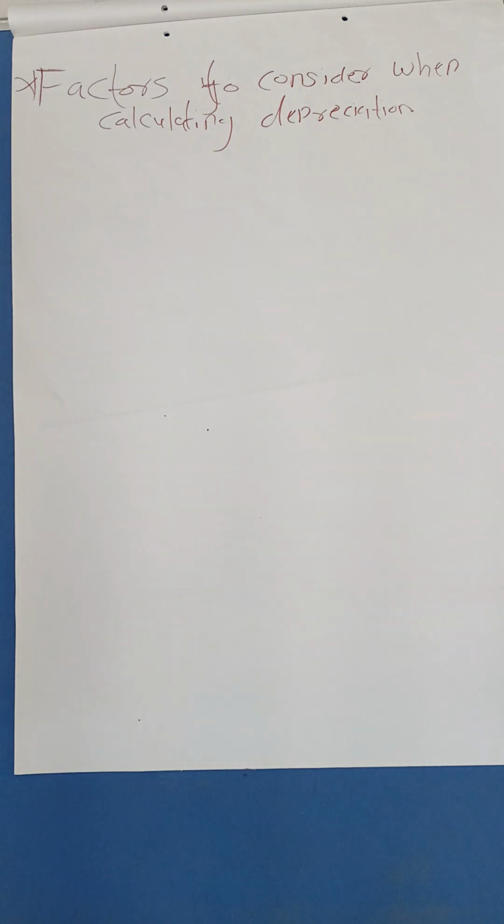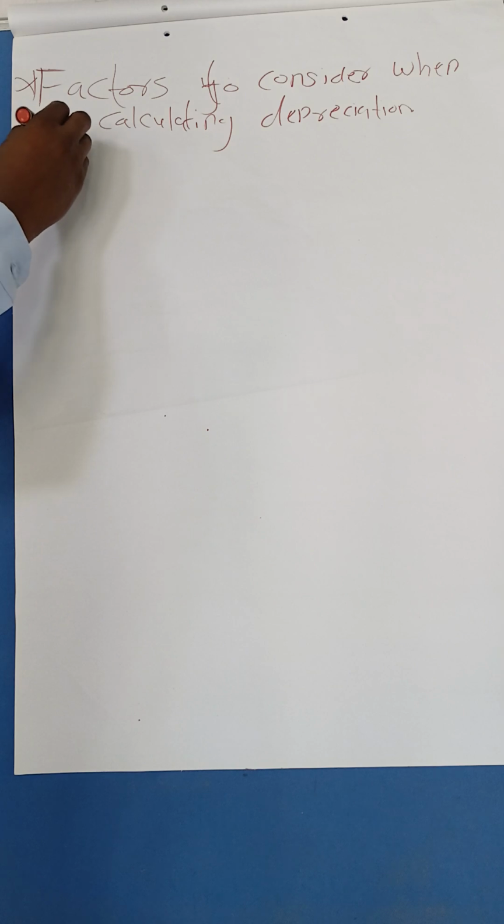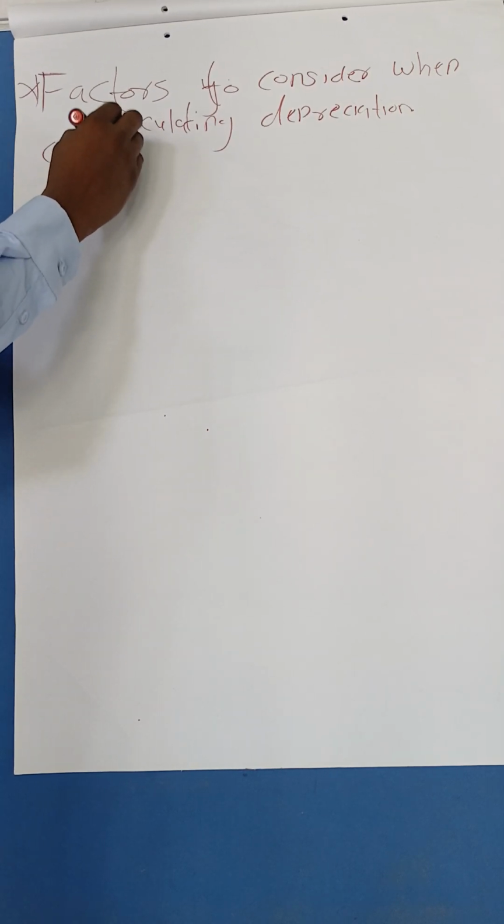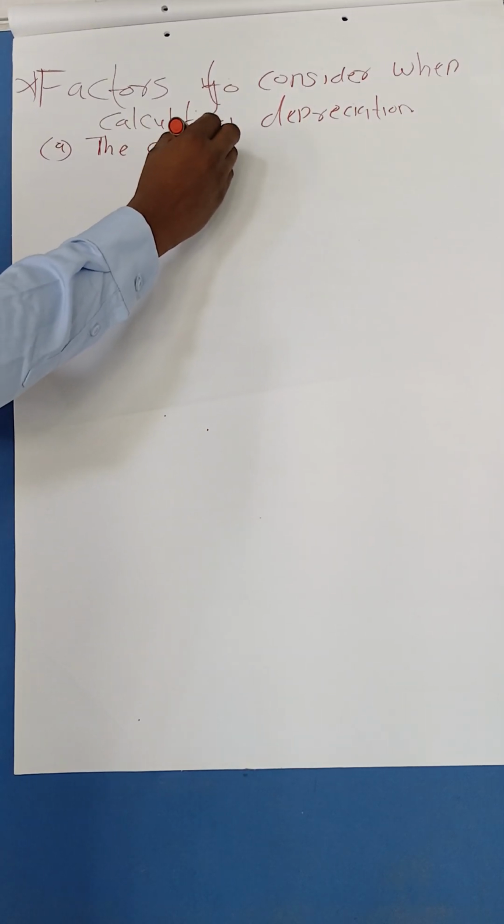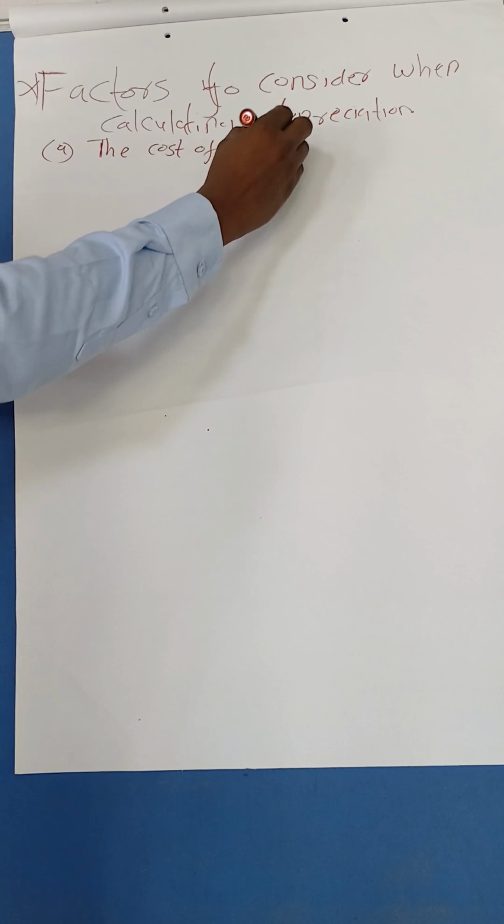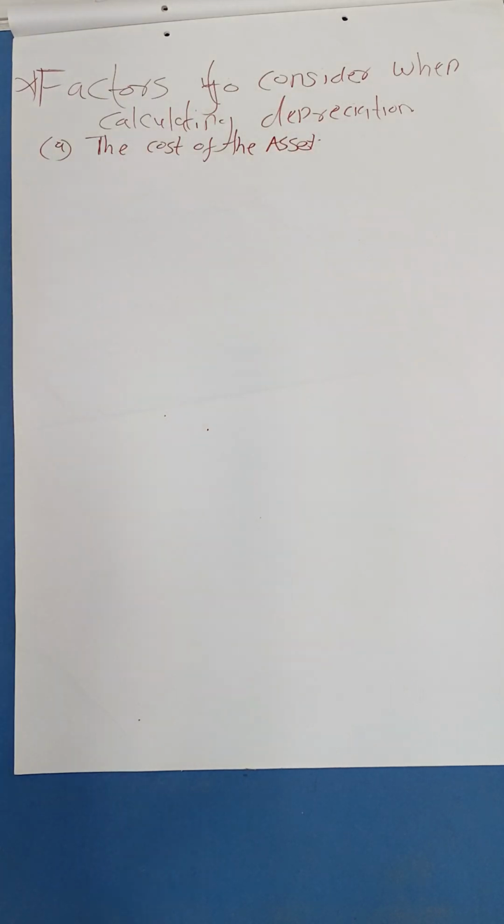One, the cost of the asset. When we are going to calculate the depreciation, here you have to quote the cost. What is the cost? Because in every question or every practical session you are going to meet, first you will be told the cost of an asset, maybe 20,000. So you will be able to quote the cost of the asset. You have to know this.